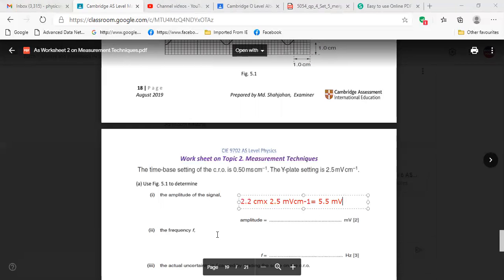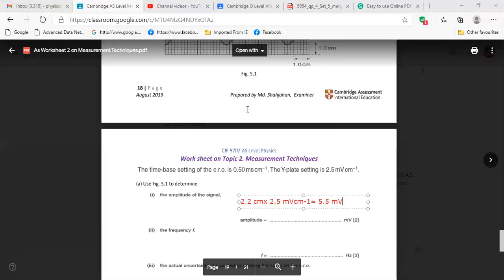In your x-axis scale is given 0.50 millisecond per centimeter. That means you have to first find the time period, right? And you know one relationship with time period and frequency, right? Yes, sir. And that is f equals 1 by T, or T equals 1 by f, whatever you say. So if you have the time period, you can find the frequency. Is it clear?